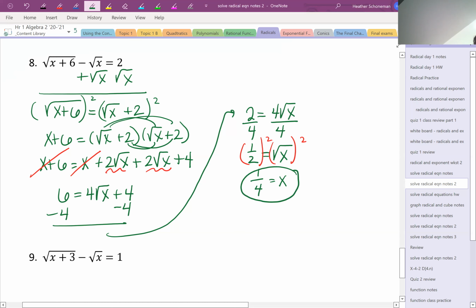Now on 7 and 8, and then again on 9, on those, you don't factor. And if you don't factor, then you don't need to check for extraneous solutions. You only need to look for them when you're factoring. Okay, 9 works the exact same. You're going to add that radical over, square both sides, and go from there.